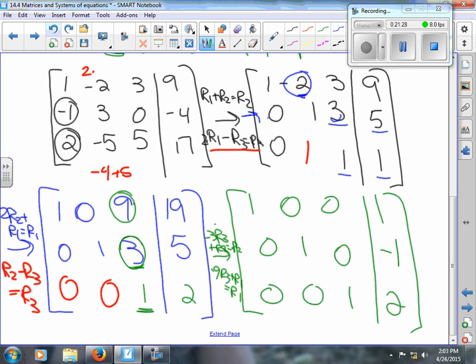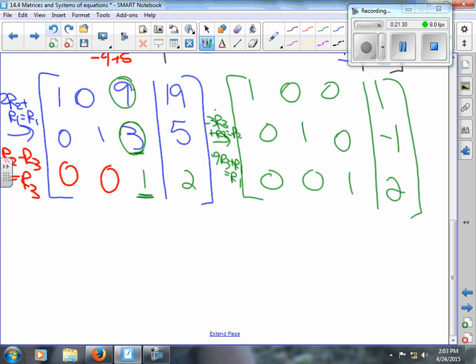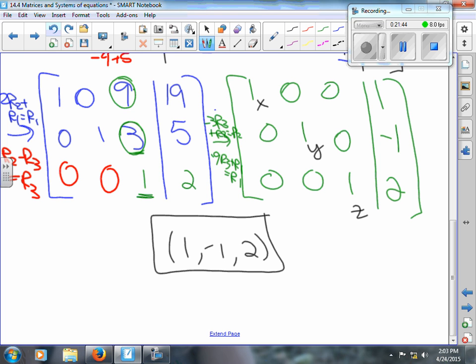And so I'm in perfect reduced row echelon form, and you can perfectly see the solution to the equation. This is the z, the y, and the x. And so we get the solution 1, -1, 2. And we're all done. It's so much easier with matrices.